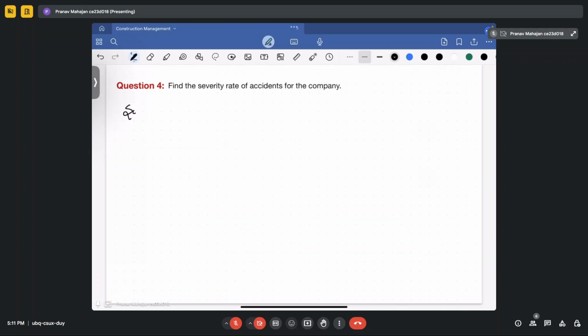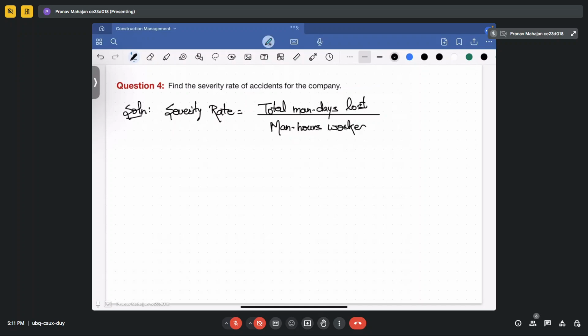Now, next question is you have to determine the severity rate of accidents. So the severity rate is defined as total man days lost divided by man hours worked, multiplied by 10 power 6.